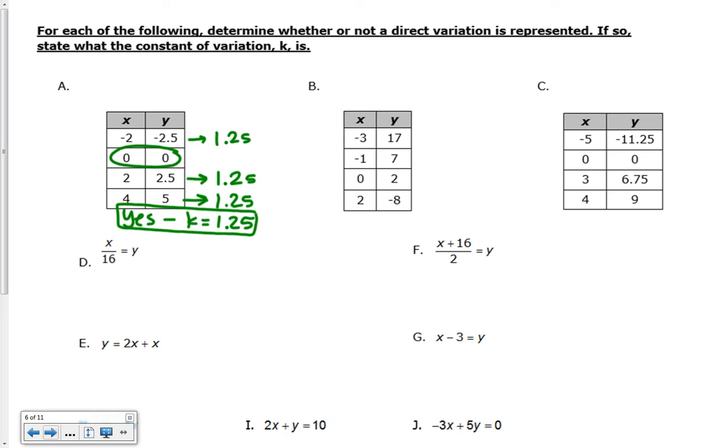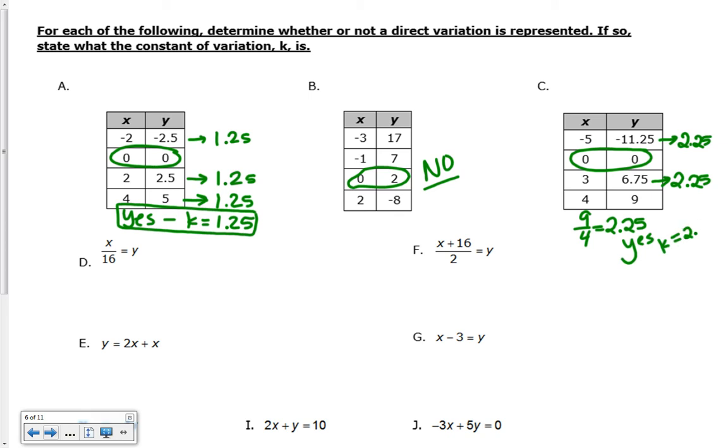1.25. Alrighty, next one, I'm going to first check for the y-intercept of 0, 0. It's already bad, so this is a big fat no. This is not a direct variation. The last one, I've got 0, 0, so that's good. I just need to check my ratios. 9 over 4, I'm going to try that one because it's the whole numbers. 9 over 4 simplifies to 2.25. I'm checking these. 6.75 over 3 does happen to be 2.25. Negative 11.25 over negative 5 is also 2.25. So yes, it is a direct variation, and k equals 2.25.